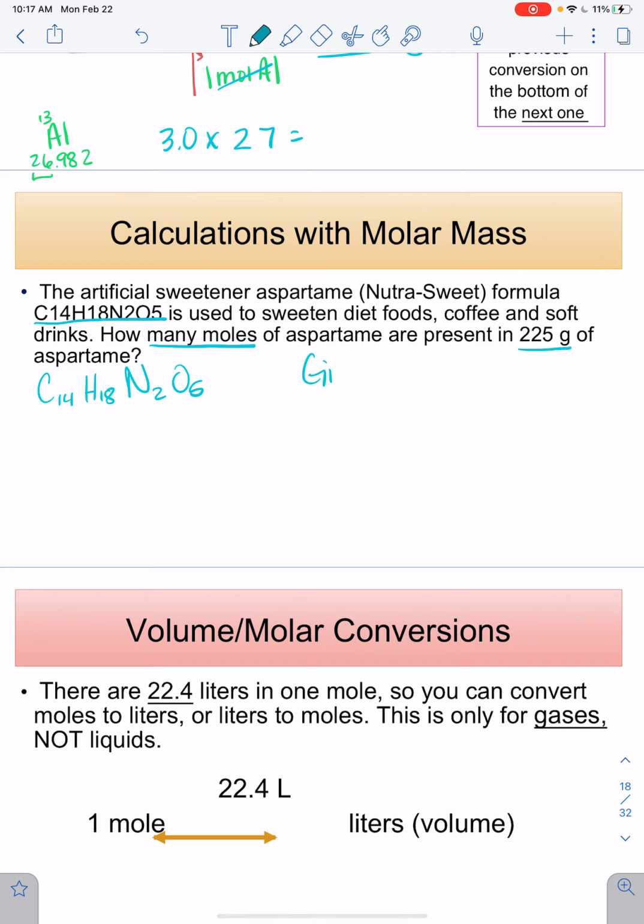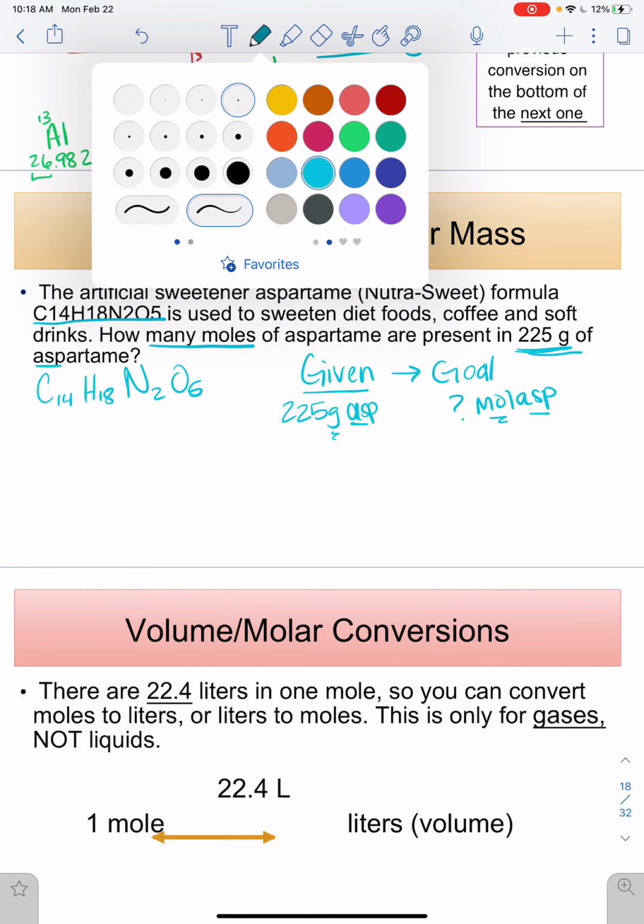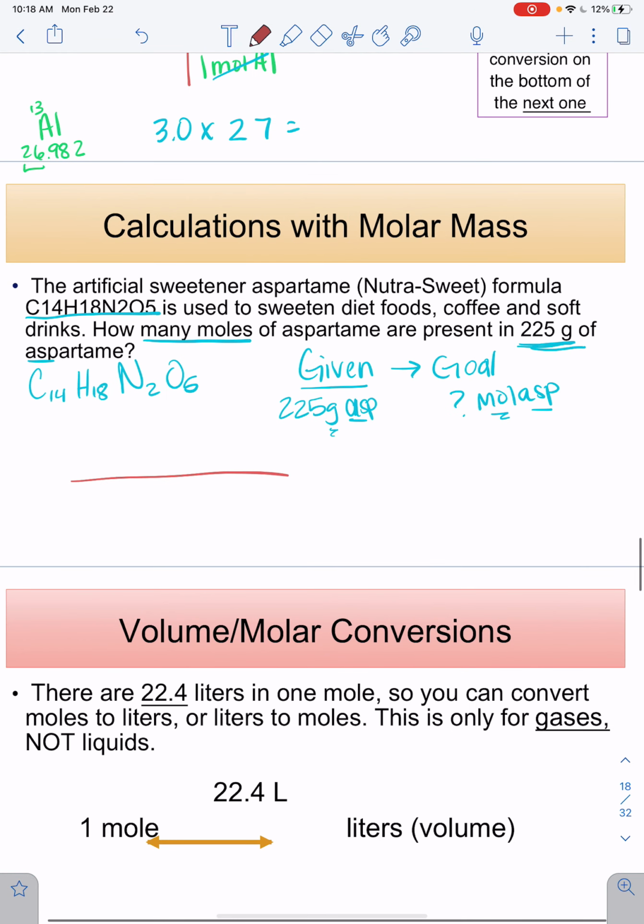So again, I'm going to write down my given, I'm going to write down my goal, and we're going to figure out how to get there. So I was given 225 grams of aspartame. I'm going to abbreviate ASP. And I want to know how many moles of ASP. So this stayed the same. I'm just going from unit to unit, grams to moles. So I'm going to write down what I have into my fraction bar. I am given 225 grams of ASP.